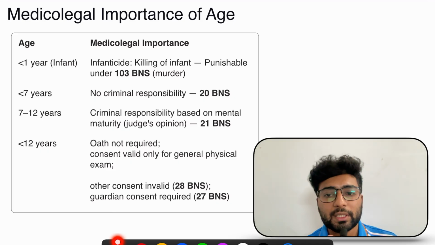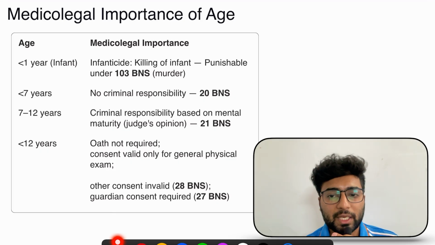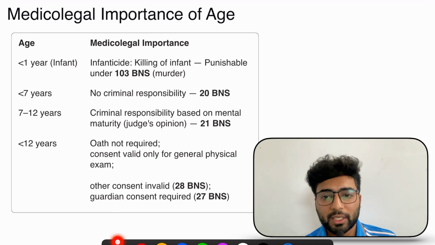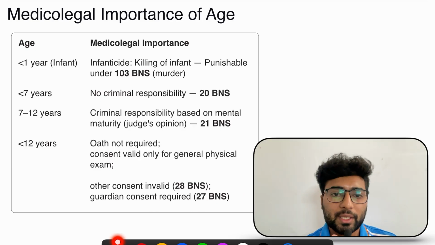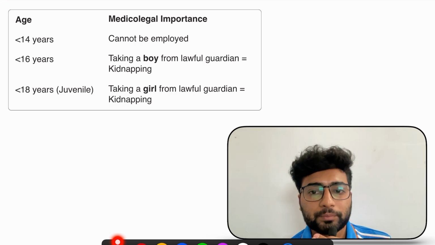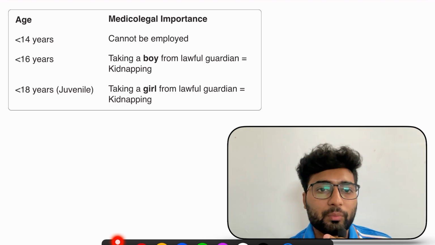Second, consent is valid only for general examination and not for other surgeries, right? A less than 12-year-old child can only give consent for the general examination, blood pressure measurement, temperature measurement, right? He cannot give consent for a surgery or an organ donation. For that we require the guardian's consent, which is under 27 BNS. Now, a less than 14 years child cannot be employed, right?